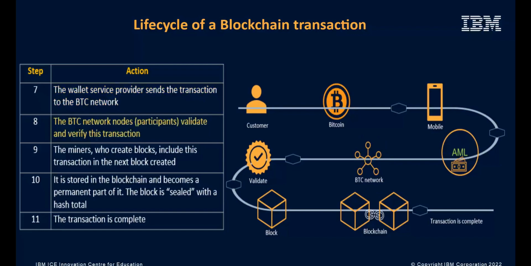8. The BTC network nodes validate and verify this transaction. If any of them reject it, the transaction fails. If they are okay with it, then the transaction is ready to be placed in the blockchain. 9. The miners who create blocks include this transaction in the next block created. The new block may contain other transactions also.